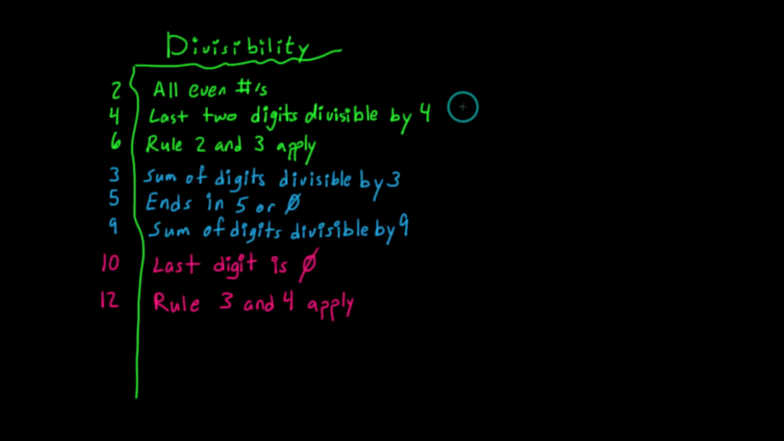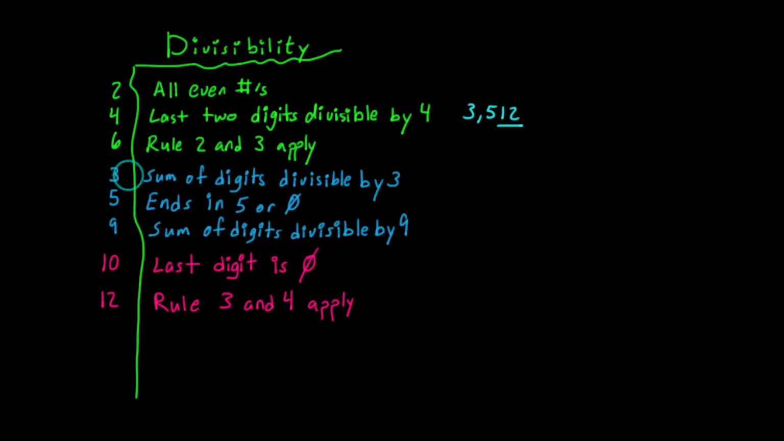Let me give you an example here. So if I had 3,512, notice the last two digits, well, it's 12. So I'm going to underline 12 just so it's more noticeable. Since 12 is divisible by 4, 3,512 must be divisible by 4 as well. The rule of 6 says both rule 2 and 3 have to apply. So if either rule 2 or rule 3 doesn't work out, rule 6 won't work either.